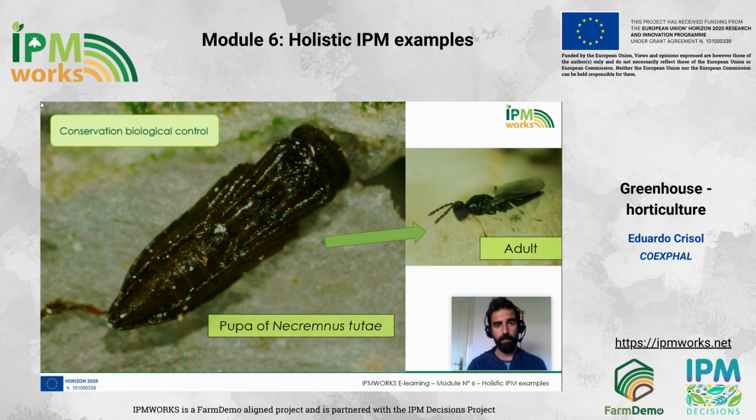Once the larva finishes its development, it will turn into a pupa. And then from the pupa, eventually, there will be an adult emerging.